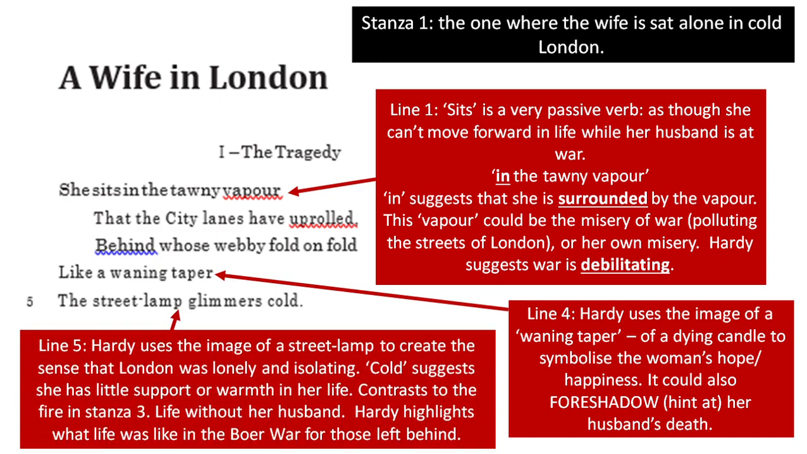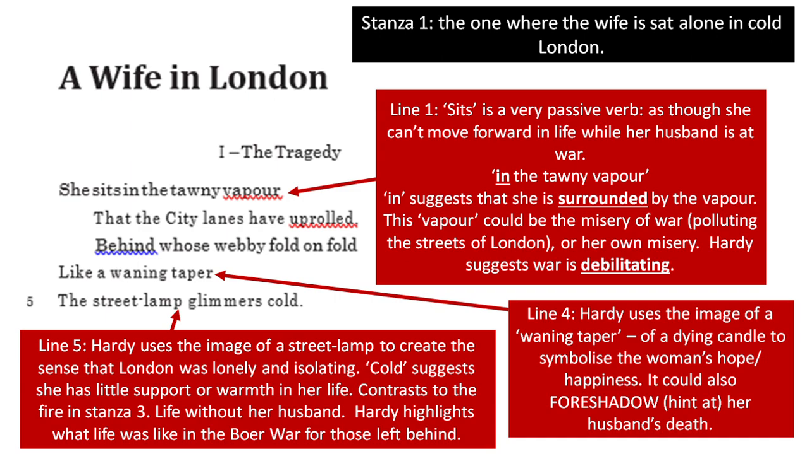And then just to finish off stanza 1, the one where the wife is sat alone in cold London, we're going to have a look at line 5. So Hardy uses the image of the street lamp here, doesn't he? And obviously we've got that first explicit mention of the motif of coldness. But really this whole stanza is a very cold, bleak stanza, isn't it? So we've got the sense that London is lonely and isolating. There's no warmth coming off this street lamp. Street lamps are supposed to offer protection, aren't they, and warmth and safety, and that's not what these are doing. They're just glimmering coldly.